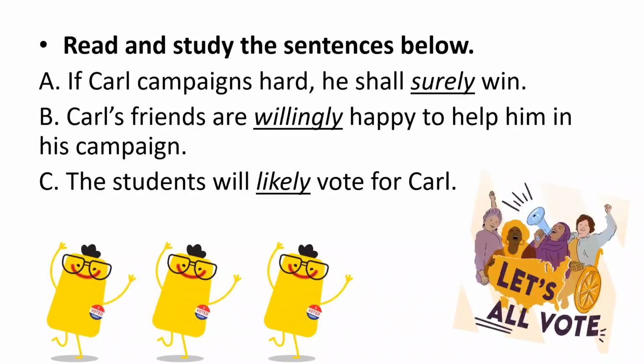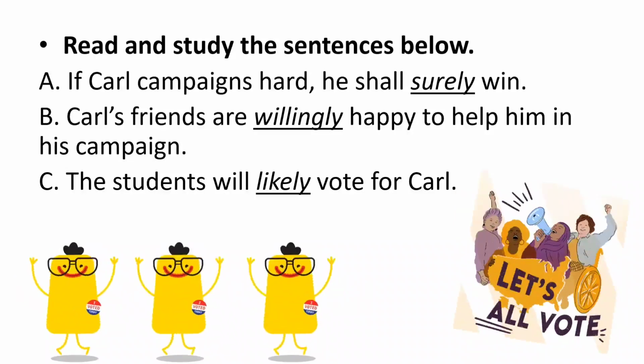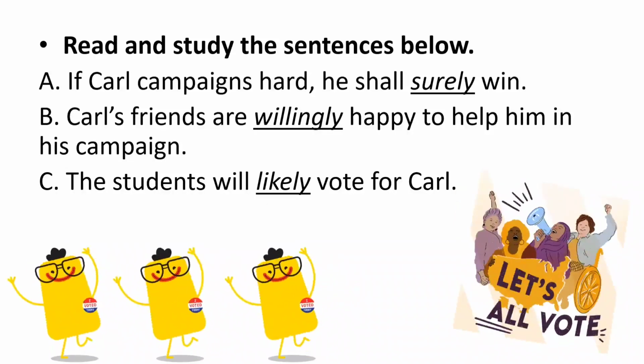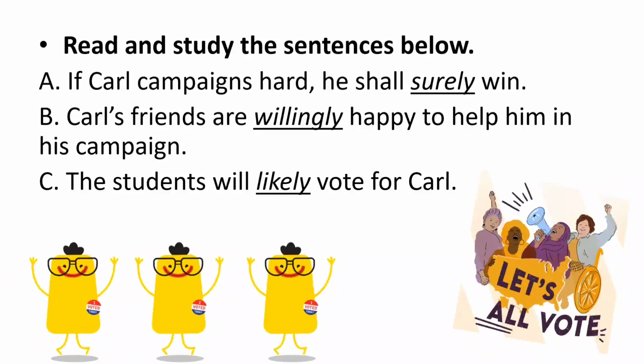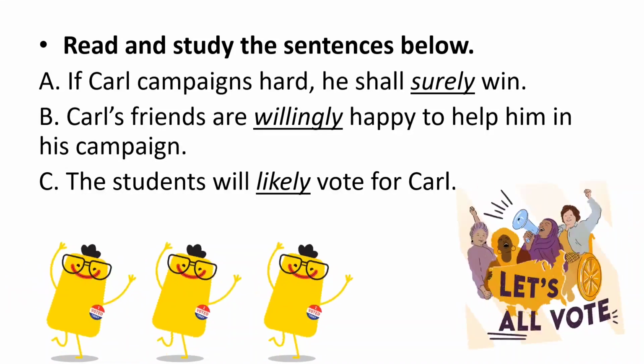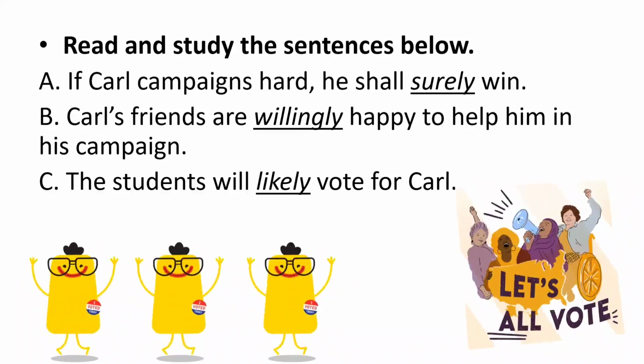The modal adverb willingly in sentence B describes the adjective happy. It helps to express that the students are ready to help Carl. Furthermore, the modal adverb likely describes the modal expression will vote. It gives more information that there is a chance that the students will vote for Carl.